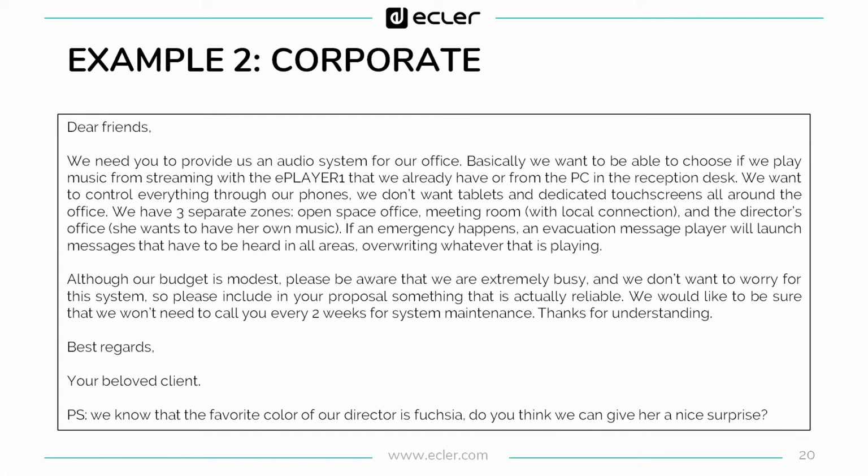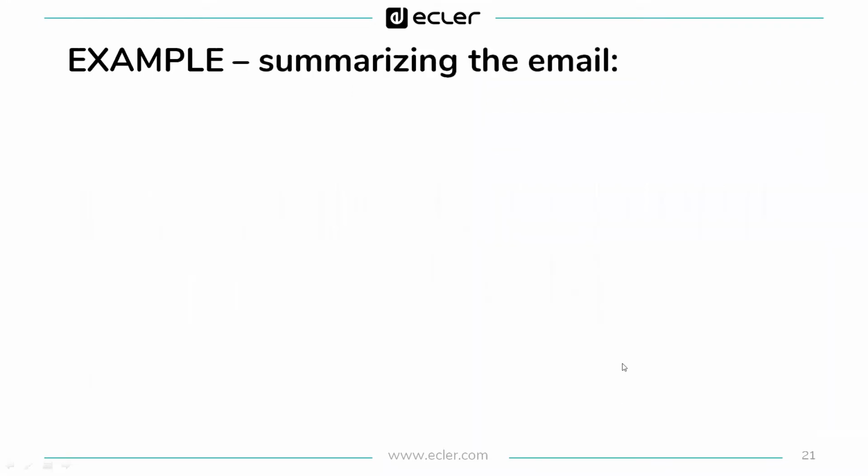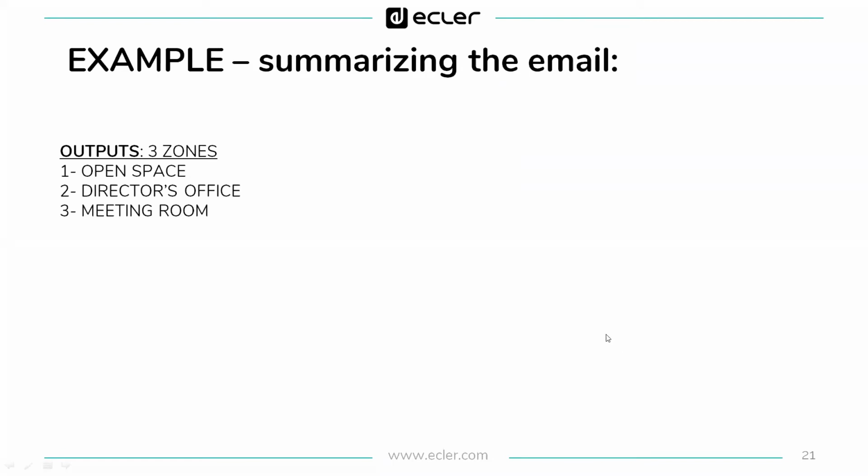Okay, we will see. So let's go the same way that we did before, and that is to identify what are the outputs, what are the inputs, what are the remote control panels if there are any, what are the Pilot panels that we need, and what are the users that we need in Pilot. So outputs. Summarizing the email, we have 3 zones: open space, director's office, and meeting room.